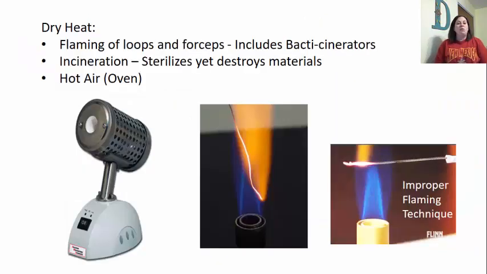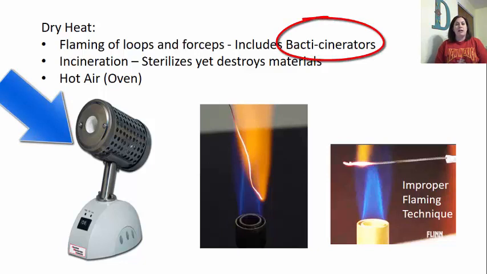Now with dry heat, we use dry heat in the lab when we're flaming loops or forceps. We do this in order to sterilize them so that they can be used. We also see that you can use incinerators. These incinerators can sterilize. It destroys the material that is there. And so if you've ever used one of these little incinerators in a lab, if there's bacteria on your loop, you can actually hear it popping, okay, because it's killing it and then it gets removed.